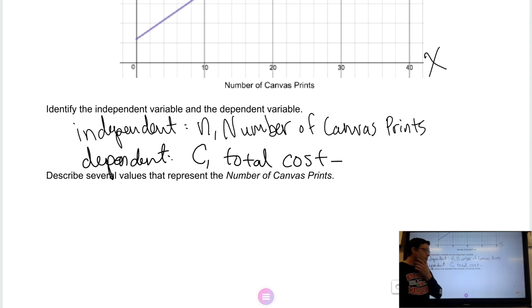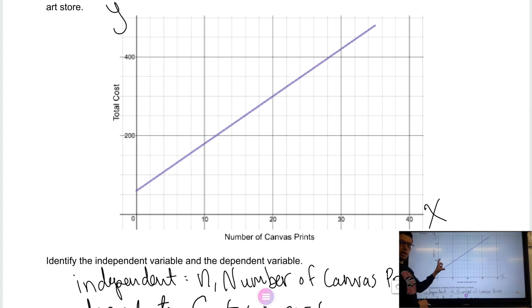Describe several values that represent the number of canvas prints. So we won't want to suggest something that's negative. We also want to think about how the number of canvas prints is drawn on the graph. So it's all the positive x values, all the positive y values. And so that could be 2. Like you could have 2 canvas prints. And of course, we could be estimating it would cost you somewhere around $80. I said 80 because 200, 100, that's a little less than 100. Another possible number for the number of canvas prints is 10 or 24 or 35. Those are values that we can see.